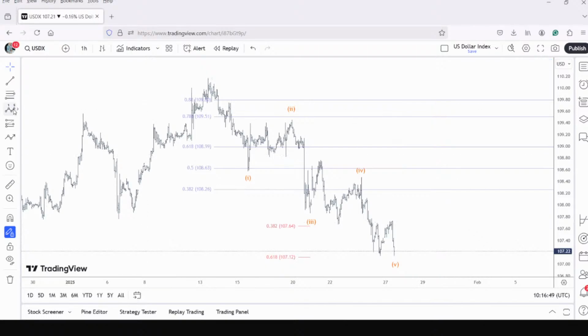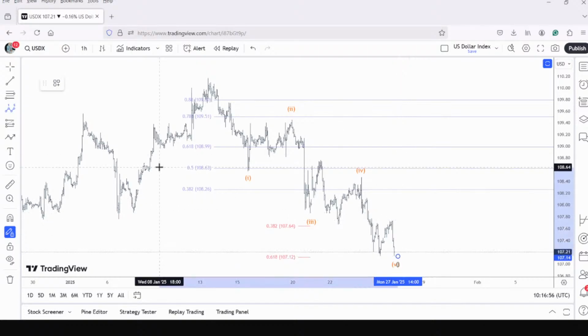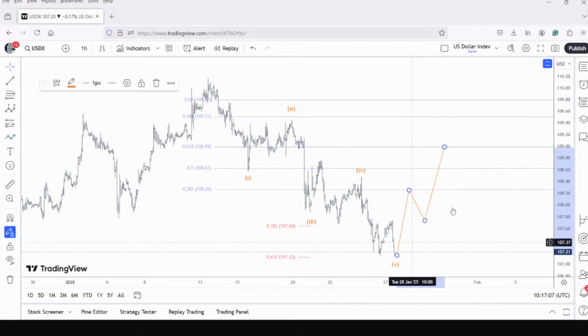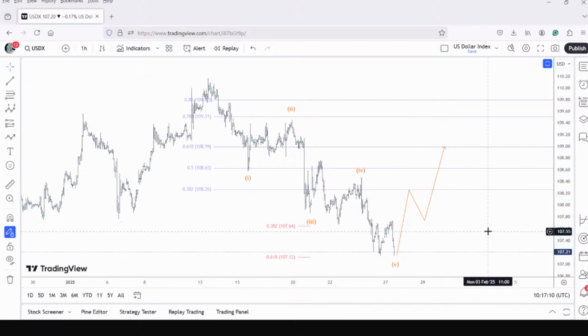Now, re-entry is not going to happen in one day. I think it's going to test the 38.2% first, and a decline later on, and then a rally. Today is Monday. Monday a potential bottom forms. Tuesday, Wednesday, Thursday, maybe 3 to 4 days, at least 3 days for a corrective rally to materialize.